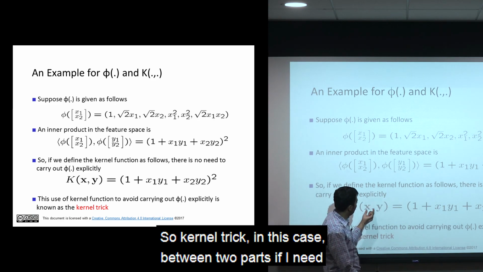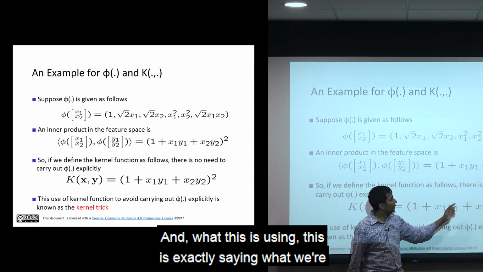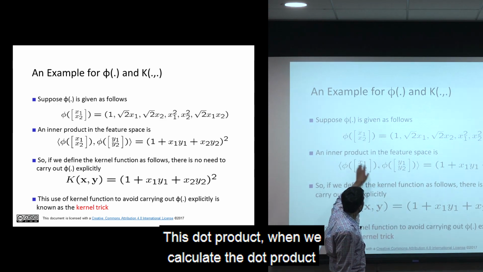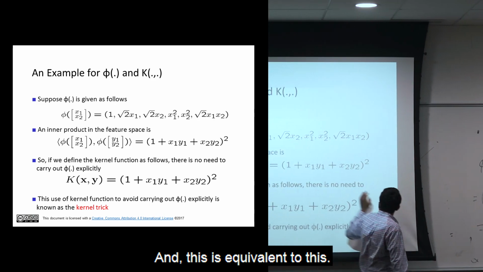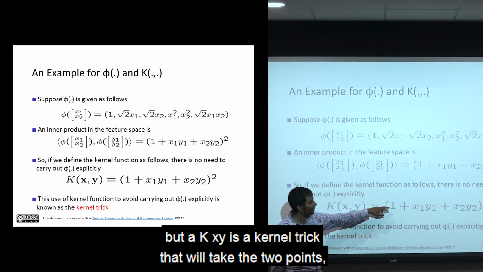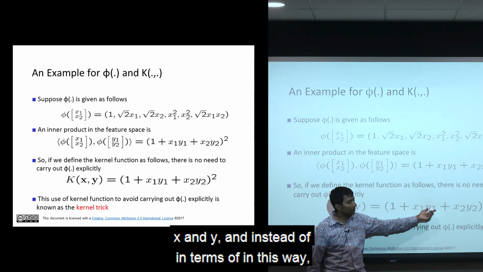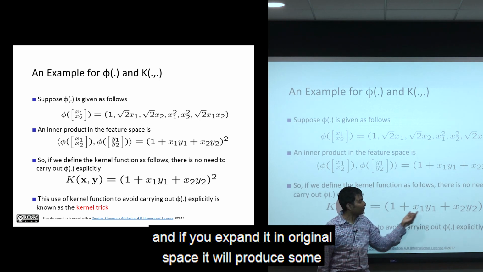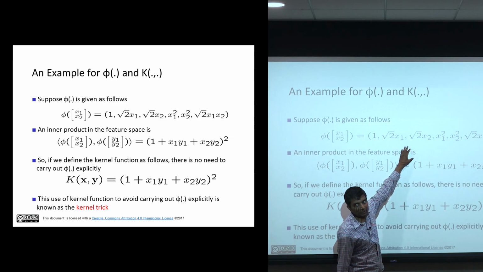So kernel trick in this case, between 2 points, if I need to calculate the dot product, I will use this. And what this is using is exactly the same as what we are doing here. When you calculate the dot product or inner product, that produces this. And this is equivalent to this. And this is equivalent to this. And this is nothing but a kernel function K(x, y) that will take the 2 points, x and y, and state it in this way. And if you expand it in the original space, it will produce some numbers that will be equivalent to what you do in a projected space or in higher dimensional space.